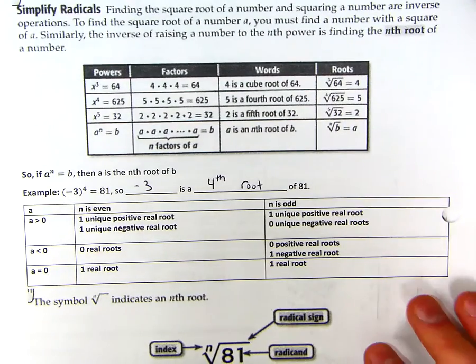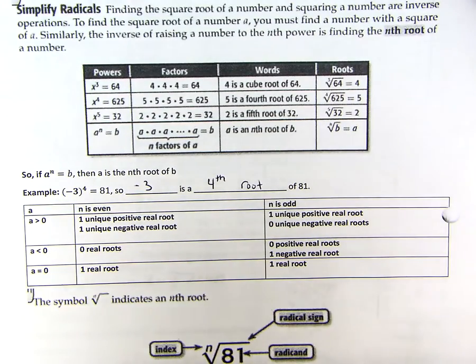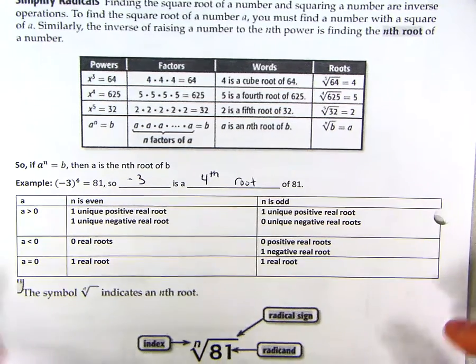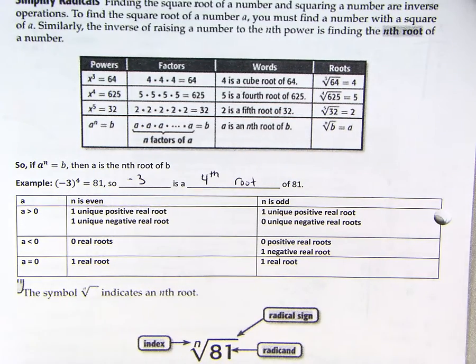We kind of have a couple things. If a is greater than 0, well, n is even, you're going to have one unique positive real root. You're going to have one unique negative real root. If n is odd, you'll have one unique positive real root and 0 unique negative real roots, and so on and so forth. With this little chart to help you as we're trying to solve these, what's going to be our answer, how are we going to find it.